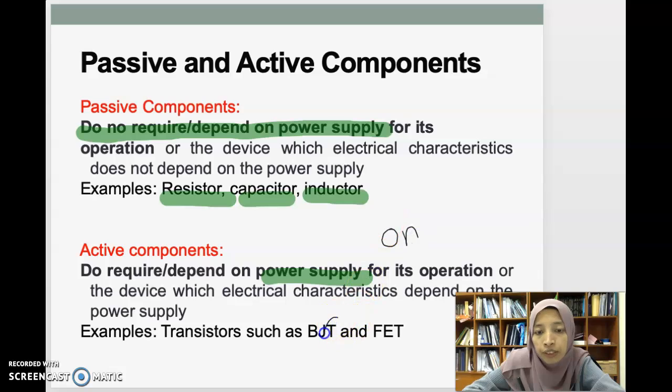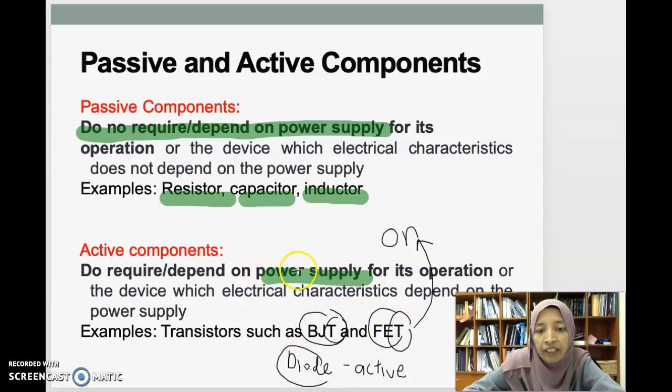Do you think your transistor is active or passive? As shown here, transistor is an active component. How about your diode? Yes, diode is also an active component. So the main thing that you're going to learn inside electronics is active devices. There is BJT, FET and diode. You need power supply. So do you need DC supply or AC supply?